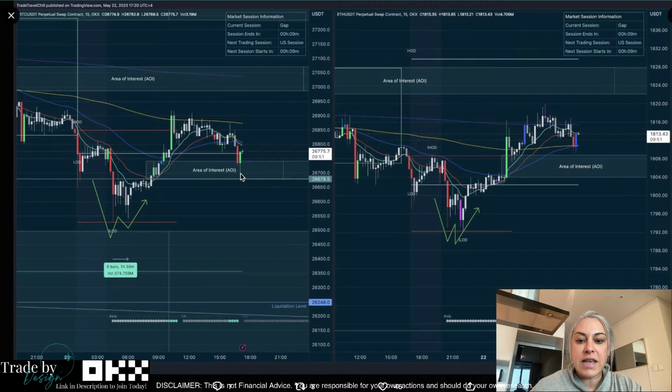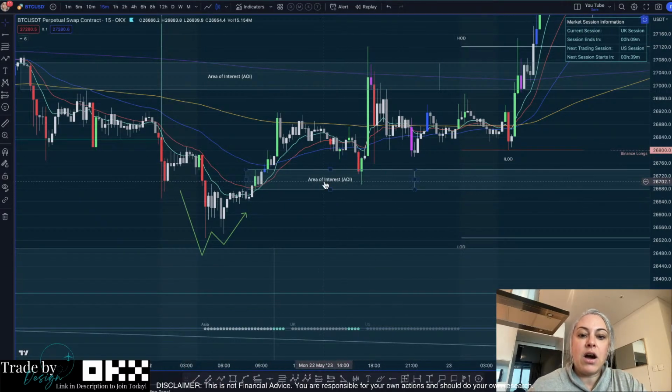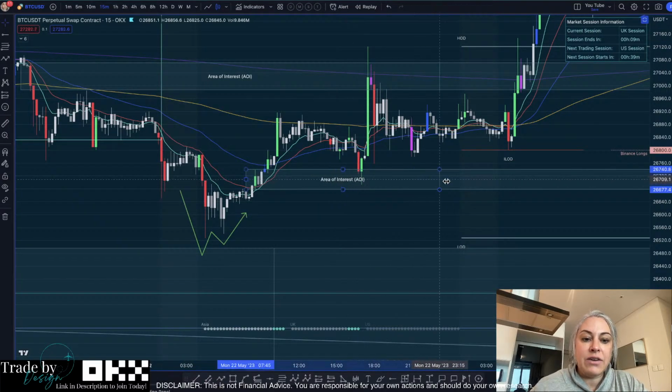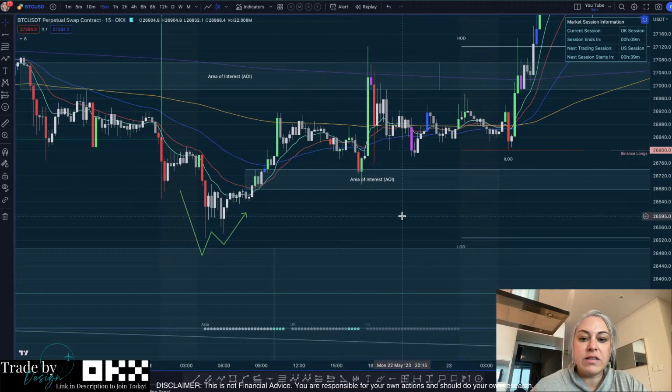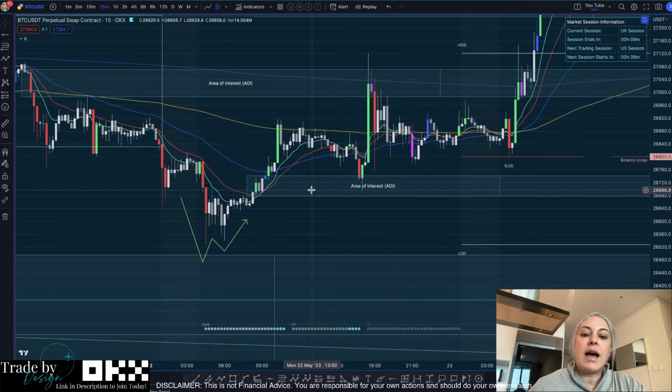And as you can see, that area of interest is right where that hammer is. Now, that area of interest was drawn after the hammer. And the reason for that is because it was a beautifully delicious retracement to the downside, followed by a high volume green hammer literally at the start of the gap between UK to US. So UK had closed, it was handing over to the US.